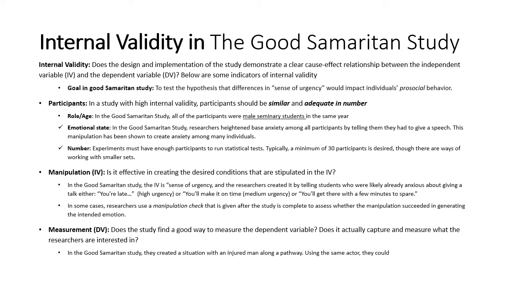this manipulation check. And then the dependent variable, so they were measuring pro-social behavior by whether they actually stopped to help someone who was injured on the side of the walkway. And so this seems fairly decent, a real-life situation that might actually be encountered. And so they had the same actor being injured, so that shouldn't have impacted anything. And so we would have expected helping behavior if they didn't have this sense of urgency. So it's high. In general, we'd say this is high in internal validity.